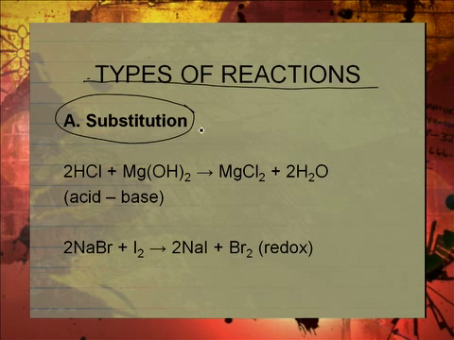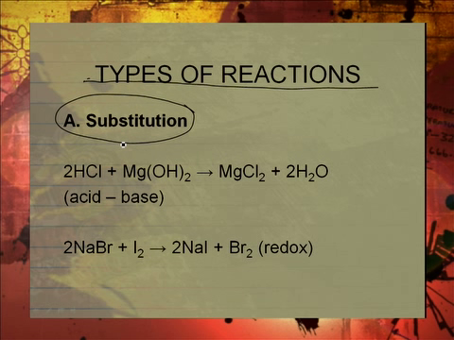Welcome back to segment 2 of our lesson, and here we'll be talking about types of reactions. Now, the first type we're going to look at is what we call a substitution reaction. As the term suggests, substitution means you're taking one thing from its place and replacing it with another. So let's have a look at some examples that I have here to explain this further.